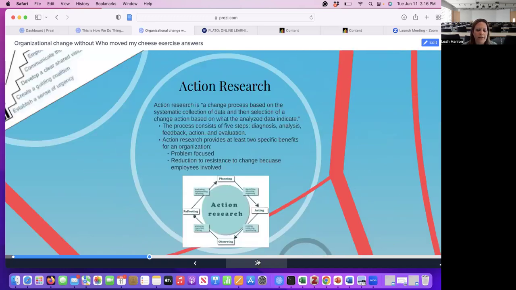Action research. This is a change process based on the systematic collection of data and the selection of a change action based on what the analyzed data indicates. So the process consists of 5 steps. You diagnose, analyze, give feedback, create action, and an evaluation. It provides at least 2 specific benefits for an organization. It's problem focused, and there's a reduction in resistance to change because the employees are involved.